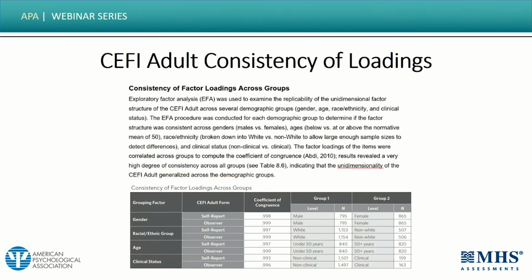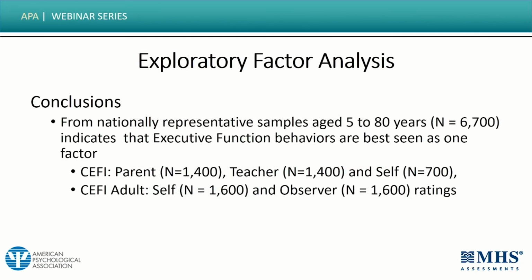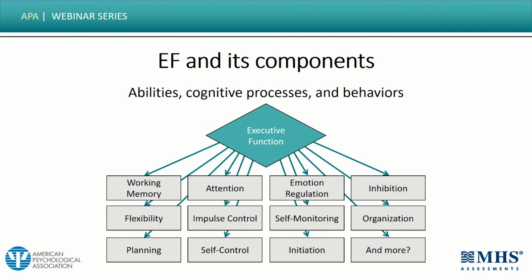And again, we looked at the adult consistency by gender, by race, ethnic, by age and clinical status, and got the same kind of findings. So when we look at these data for individuals aged 5 to 80, with a sample size of nearly 7,000 representing the US population, we see that the concept of executive function is really best represented as a unidimensional concept.